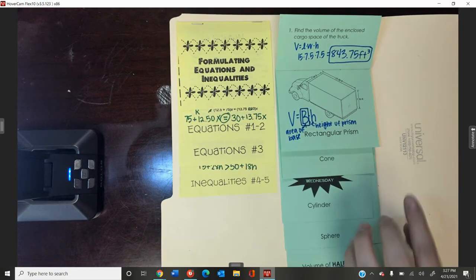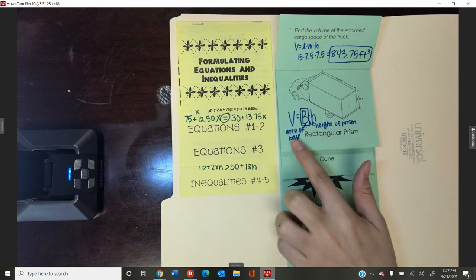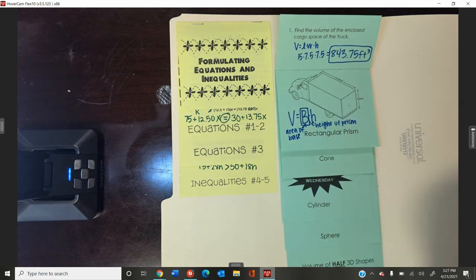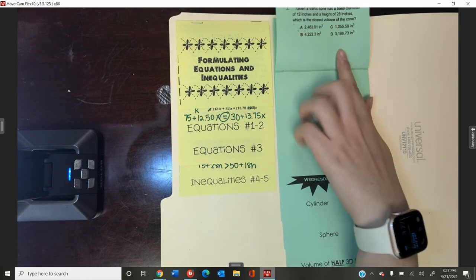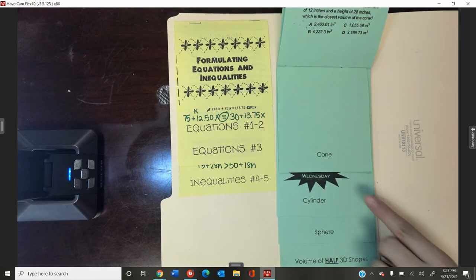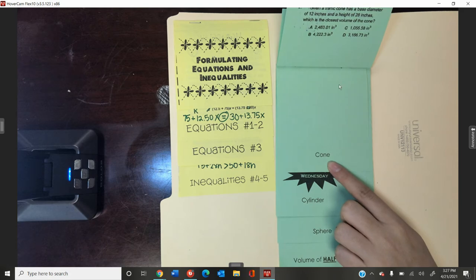So looking at your foldable, this is everything you should have written down for the rectangular prism for number 1. So I went ahead and put my formula and what they mean, and then up top, I went ahead and showed all my work. So now I'm going to go ahead and flip this up, and the next type of shape we're going to look at is a cone.